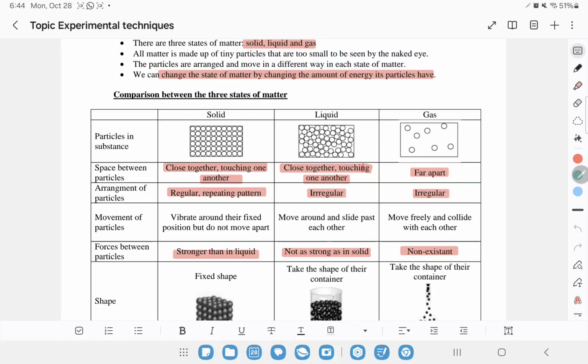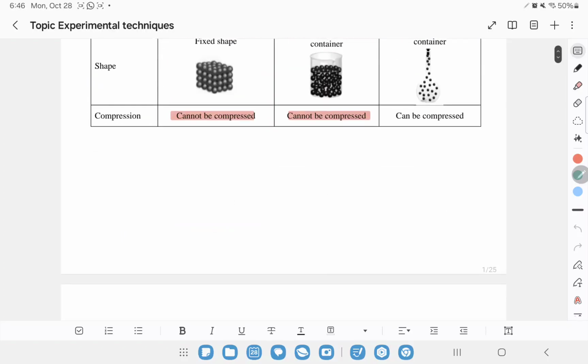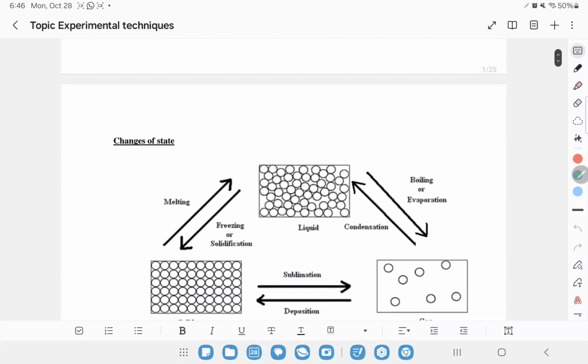And that's this part. Now, solids, these are how they look like. Liquids, gases. This part, I'm not really going to go over it much. Just know that solids and liquids cannot be compressed while gases can. I feel like they're going to ask something about that. And the forces: stronger than liquid, not as strong as solid, and non-existent. So this, just go over it in your own time. It's literally, we've been taking it for years.